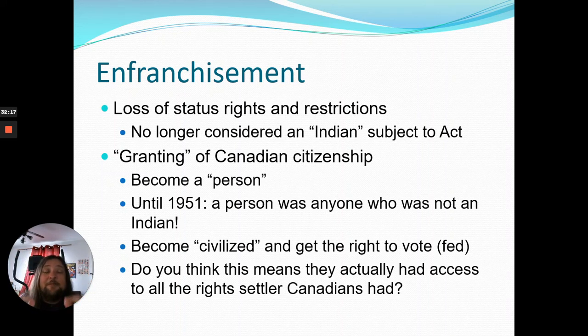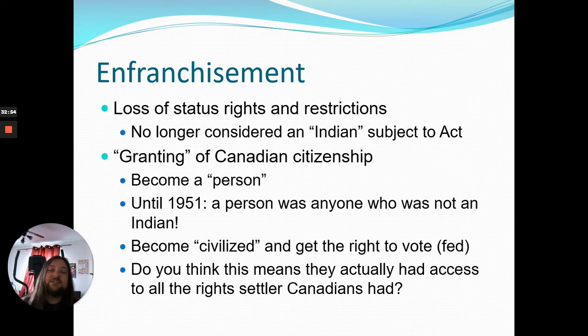Because here's the thing. Under the Indian Act, until 1951, a person was defined as anyone who is not an Indian. So First Nations people, quote-unquote Indians, were not considered people. This is in the law. And if you think I sound really pissed off right now, it's because this never fails to piss me off, okay? Until 1951, which was not that long ago. It's 20 years before I was born, more or less. Within my parents' lifetime, some people were not considered persons under the law.